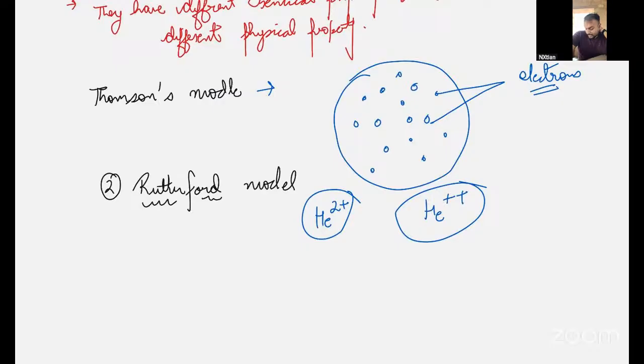And the third part is the rest of the atom would be empty space, which contains smaller, negatively charged particles called electrons.